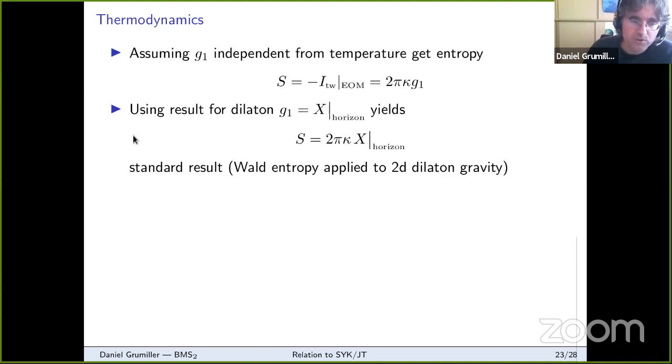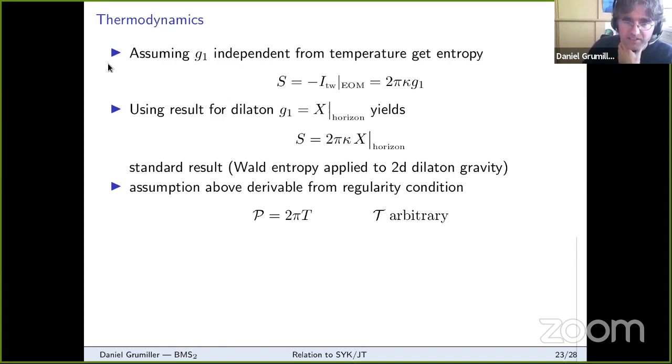And if you use the equations of motion, you find that G1 is nothing but the dilaton evaluated at the horizon. So not surprisingly, you recover the well-known formula that entropy is given by the dilaton evaluated at the horizon times the coupling constant. This is a standard result that you can derive using, for instance, Wald's entropy.